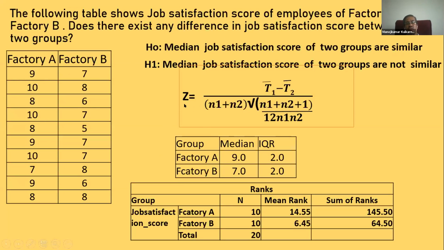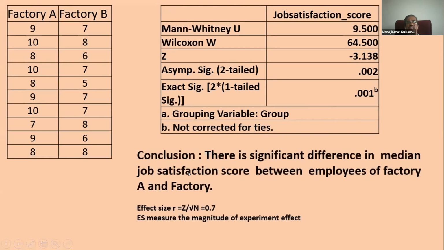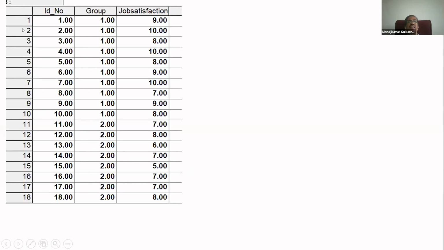So run the Mann-Whitney U test and you will get the result. How do we run this? Let us see the test. I'll just display the summary of the steps using screenshots. This is the data arrangement. Job satisfaction is one column and the other column is group. This will identify those who belong to factory A and factory B. Here code 1 indicates employees belonging to factory A, and code 2 belongs to factory B.